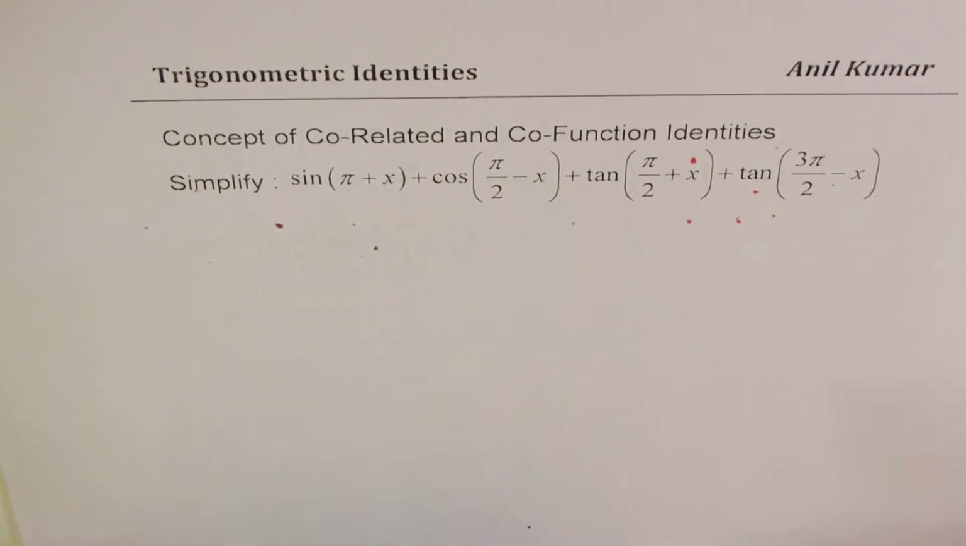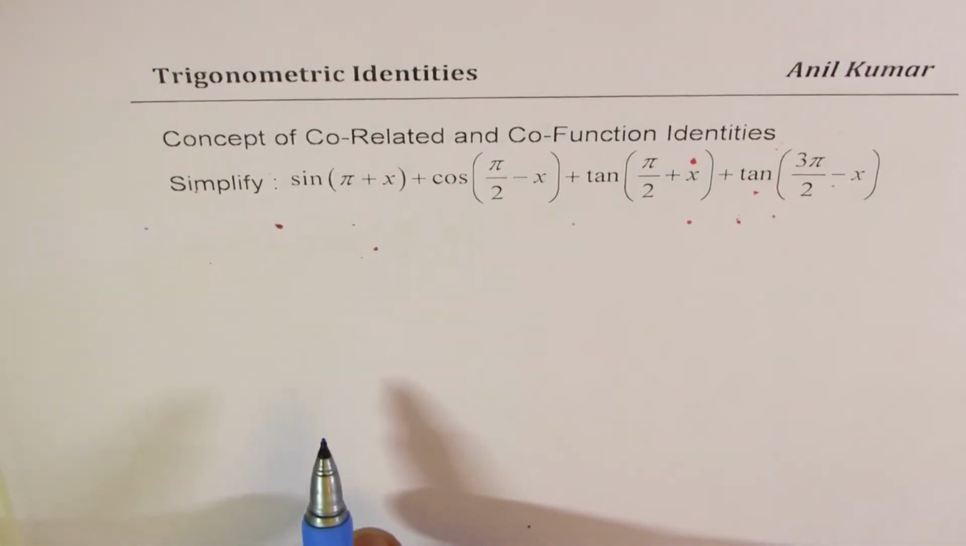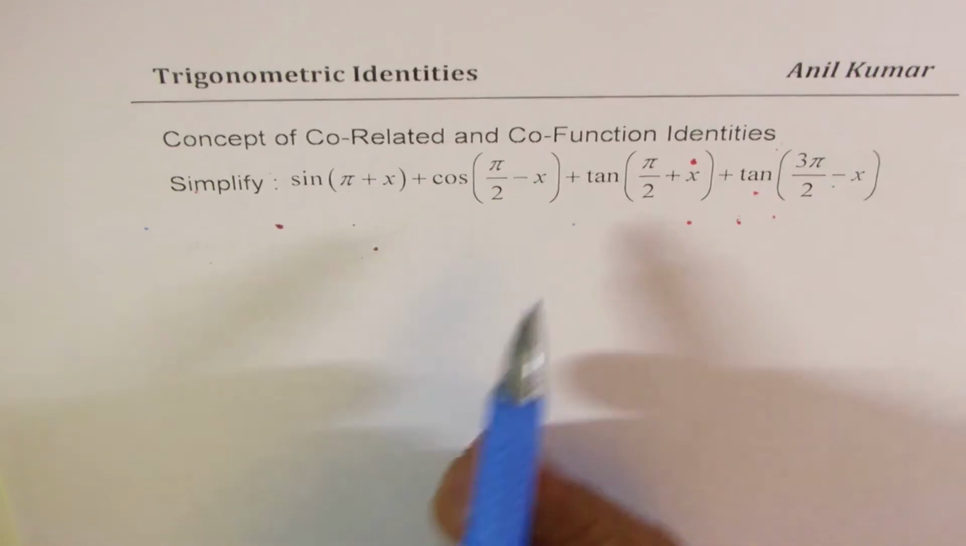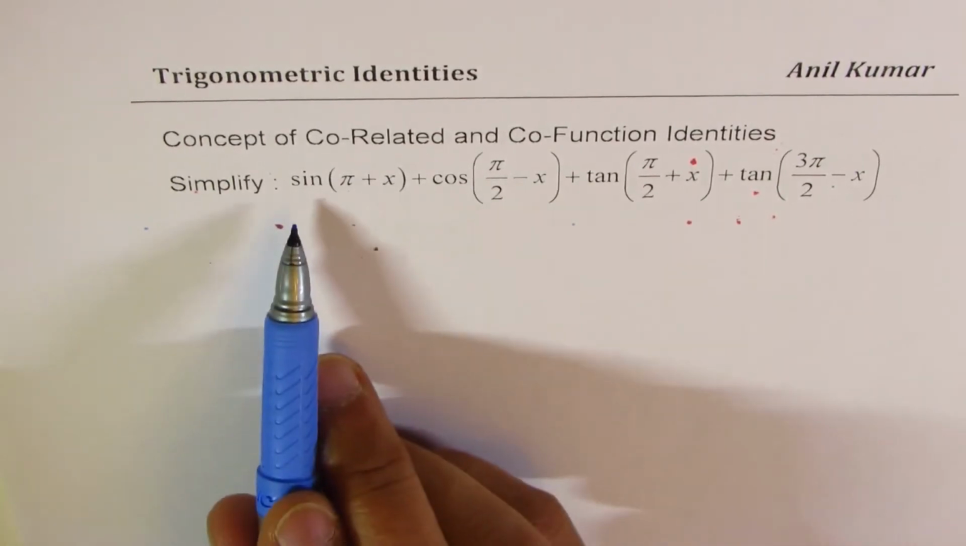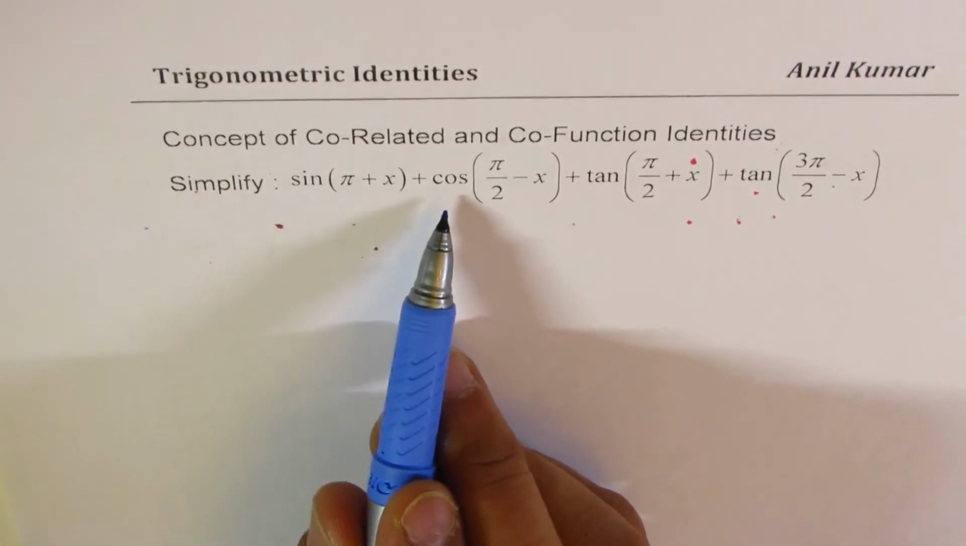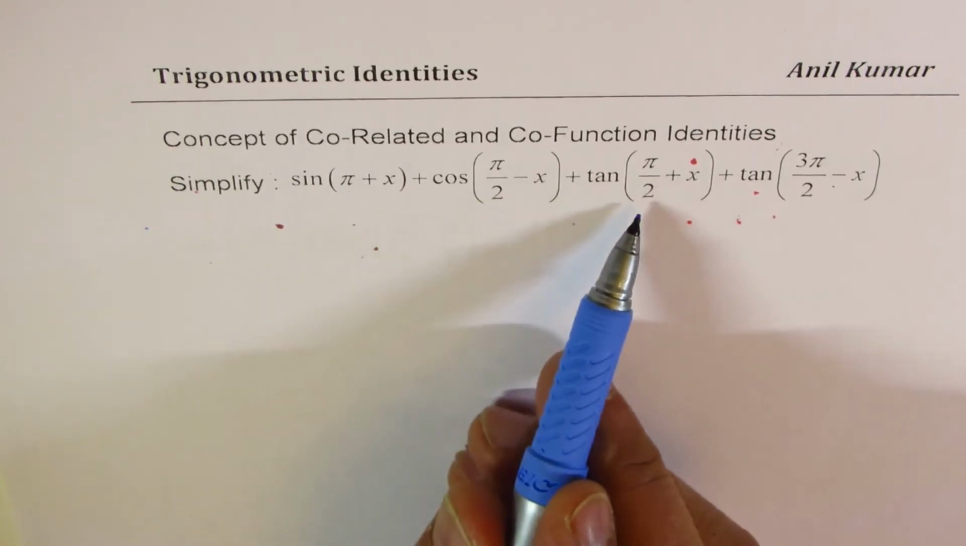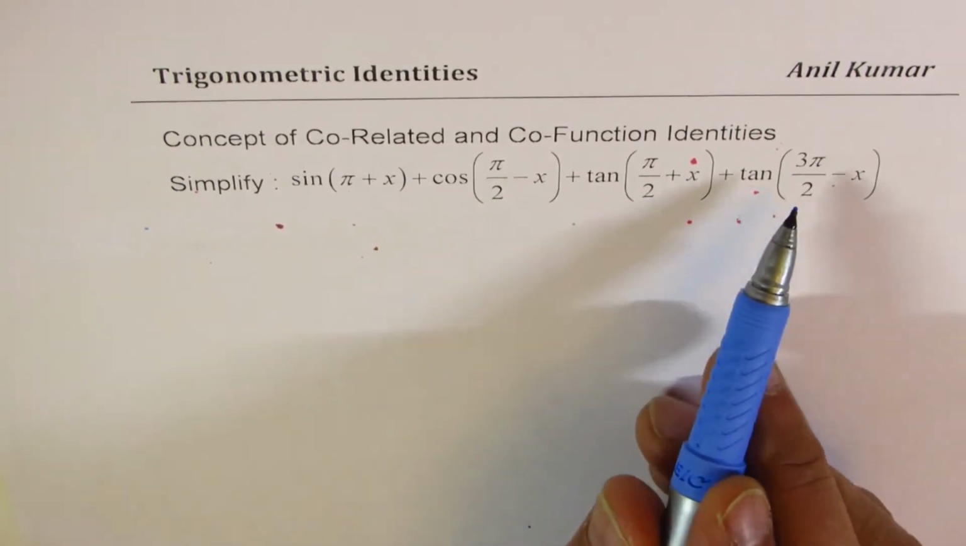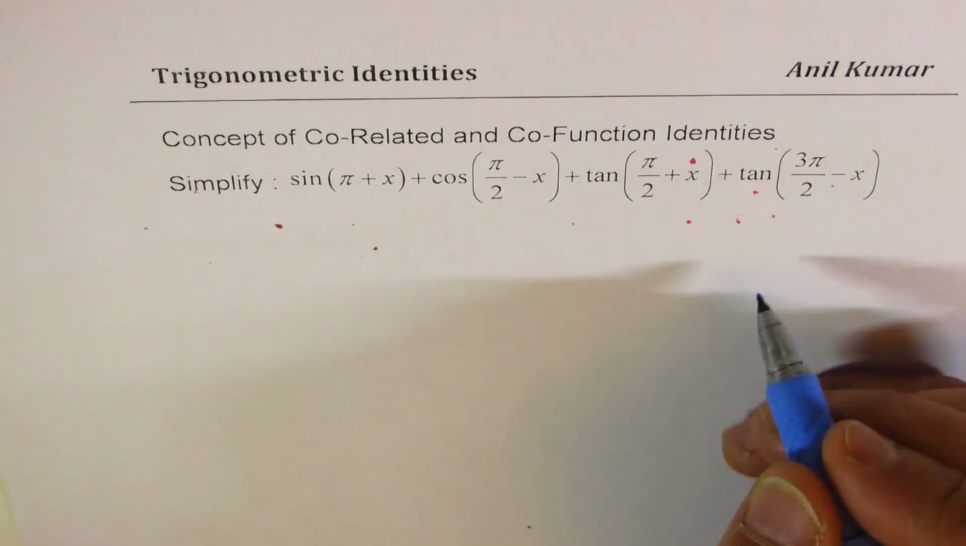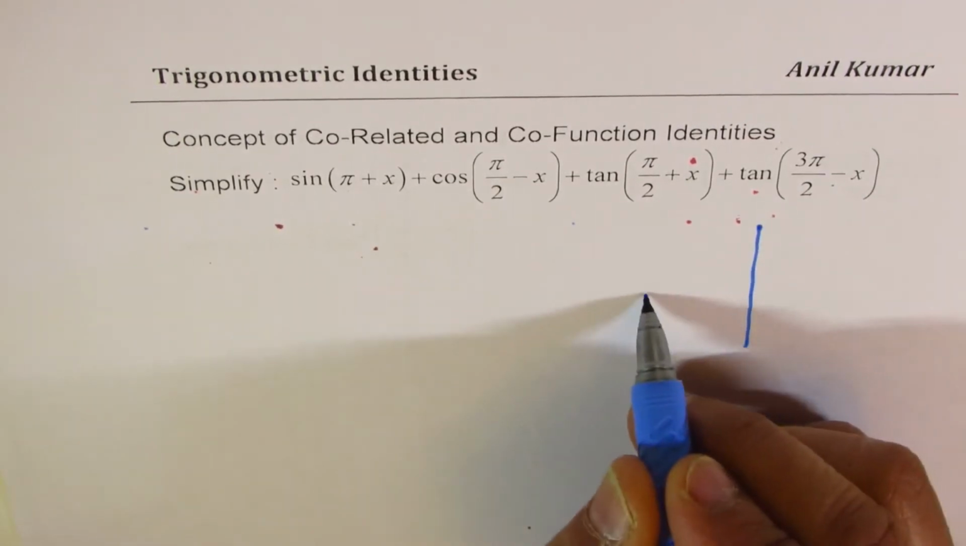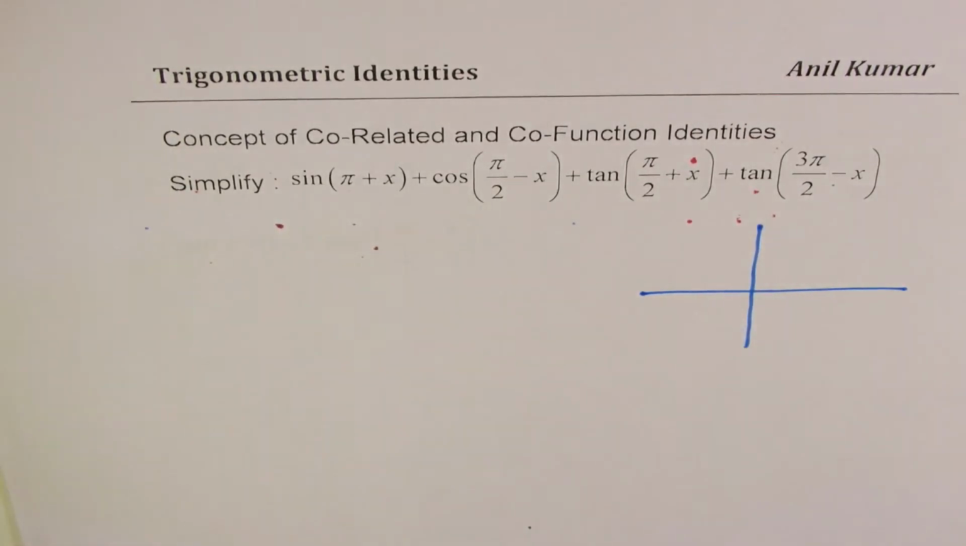So we have learned the concepts of correlated and cofunction identities. We'll take up this expression and simplify. We have sine of pi plus x, cos of pi by 2 minus x, tan of pi by 2 plus x, and tan of 3 pi by 2 minus x. So let's look into these in detail.